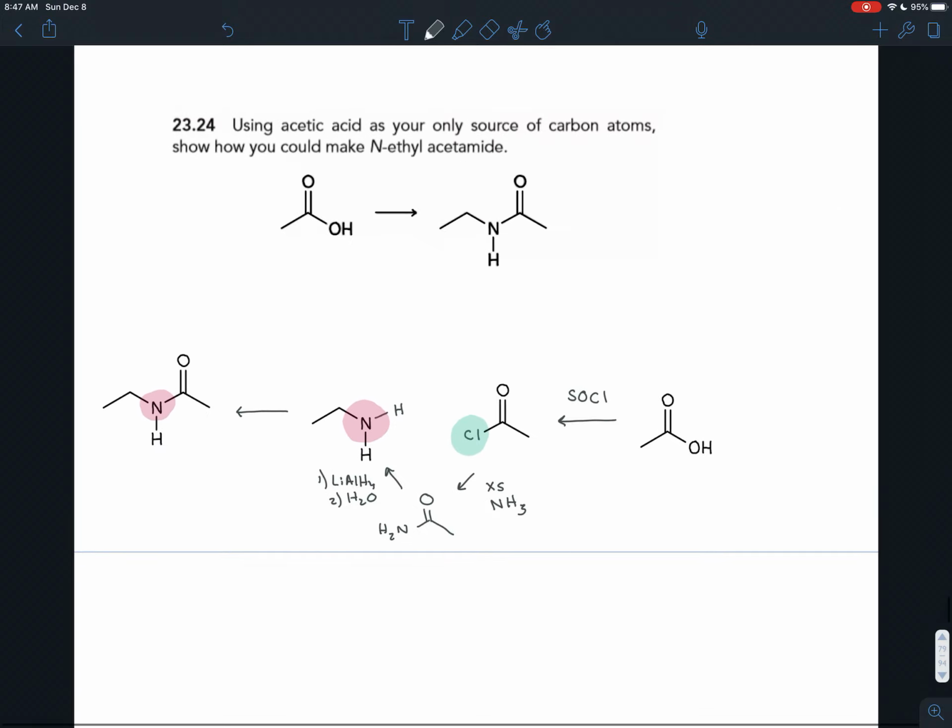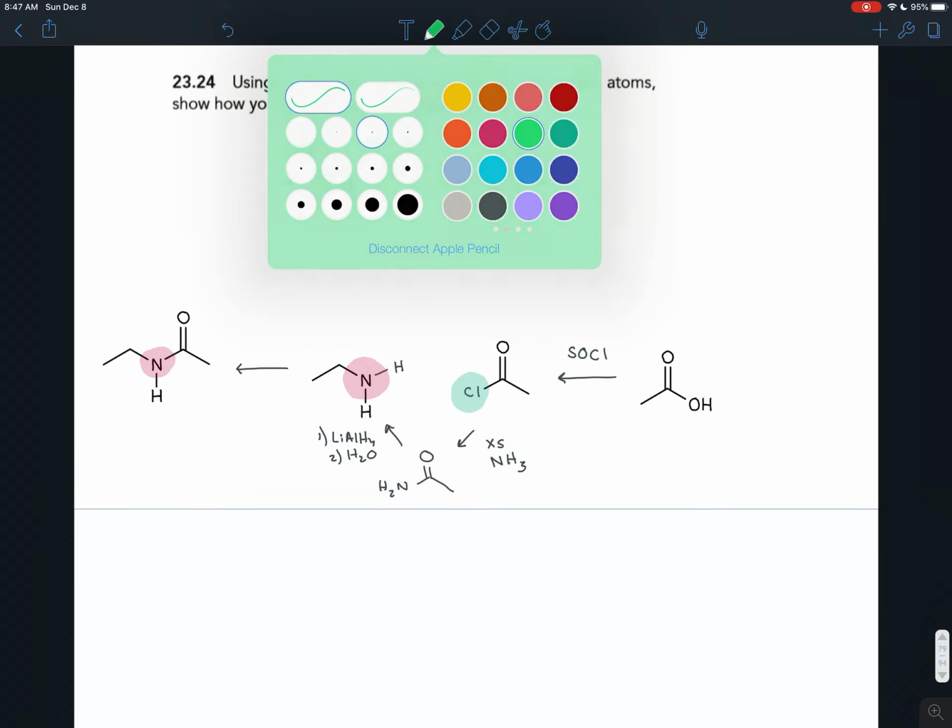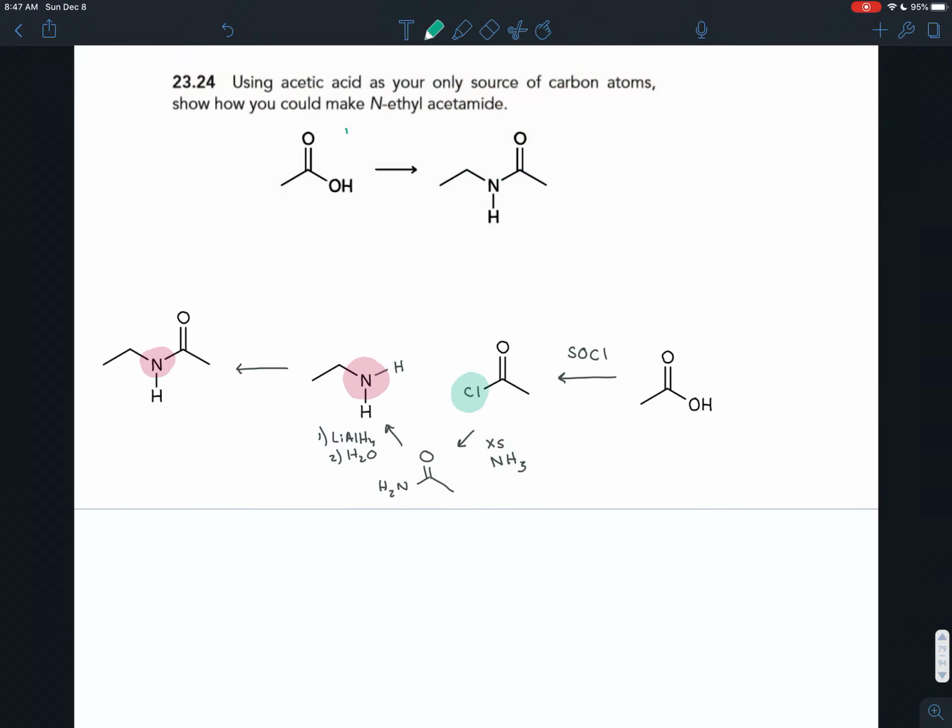So that overall, the synthesis for this would be first add thionyl chloride, SOCl2. Second, save some of this acid chloride, we're going to need that in a second, but use some of it to make an amide by adding excess ammonia. Then we can get rid of those 2 bonds to the oxygen by doing a reduction. That's 2 steps. First, add lithium aluminum hydride, and then a water wash.